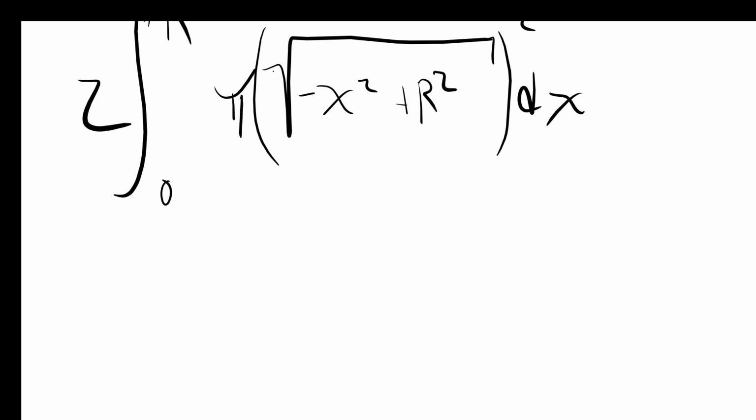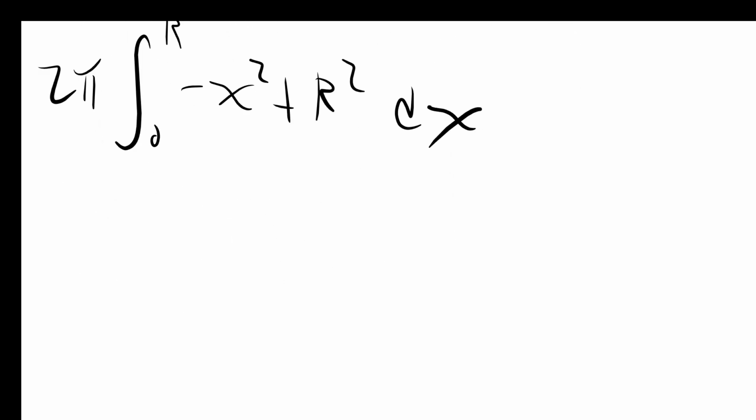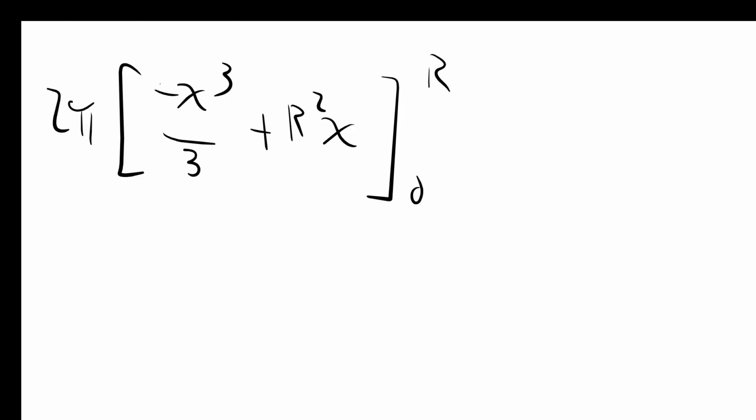It's actually a very easy formula to evaluate, so you do it right here, the integral. So let's just plot the pi. So 2 pi, 0 to r, the square root of negative x squared plus r squared dx, and we can just use the power rule. So we have 2 pi times negative x cubed over 3 plus r squared x, ranging from 0 to r. And so let's evaluate that.